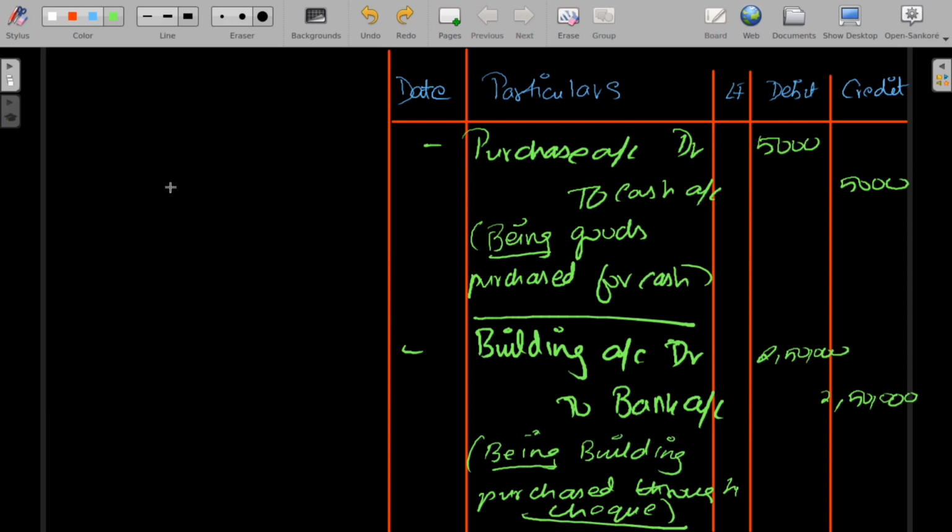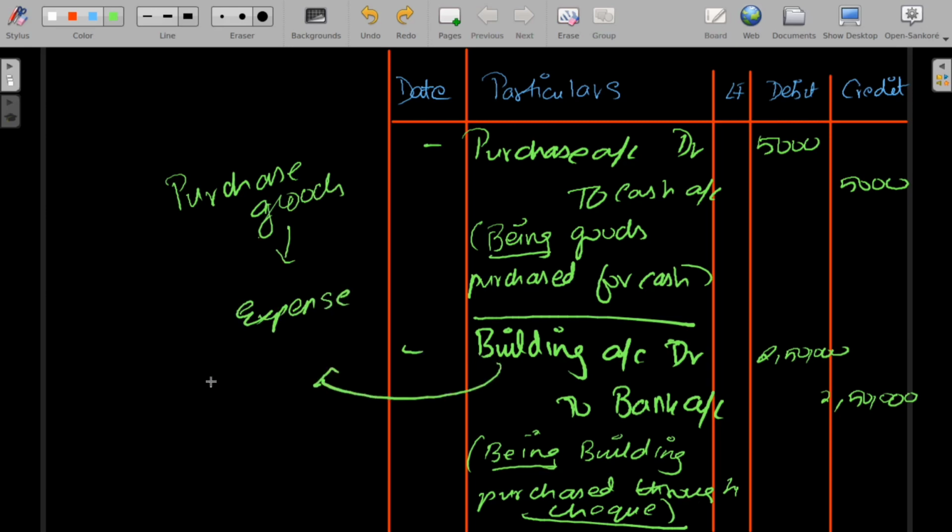When you purchase goods, it comes under your expense account, and your building comes under your fixed asset account. So let's go to the third question.